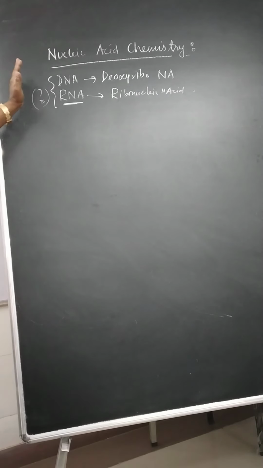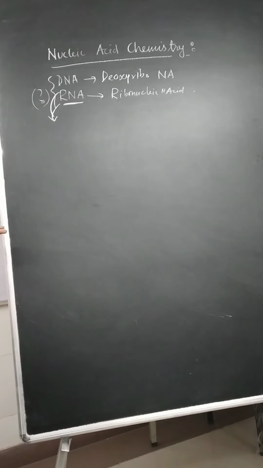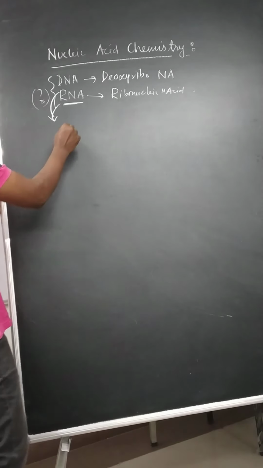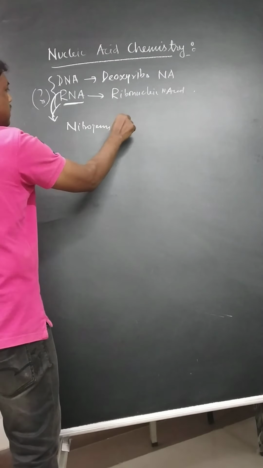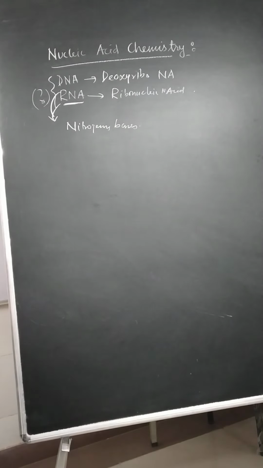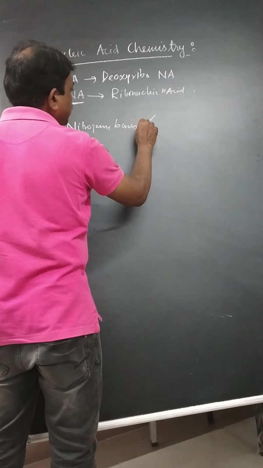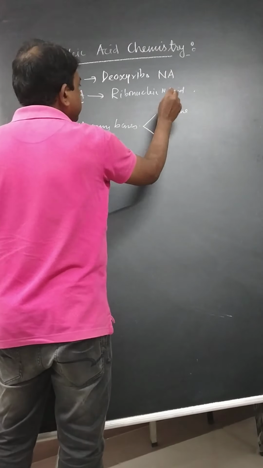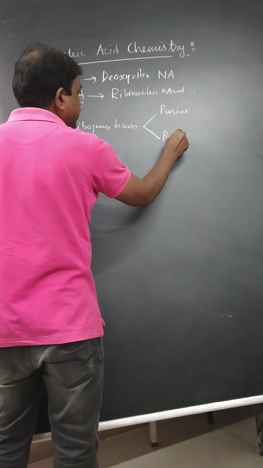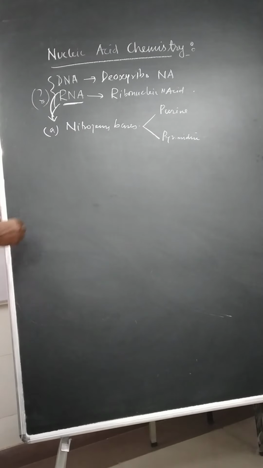Now, before knowing this nucleic acid chemistry, you have to know the basis, the composition of these things. Three parts are there in DNA and RNA. One is known as nitrogenous bases. Two different types of nitrogenous bases are there. One is known as purine base, another is known as pyrimidine base. I think you know everything of this, but still you have to know the structures.